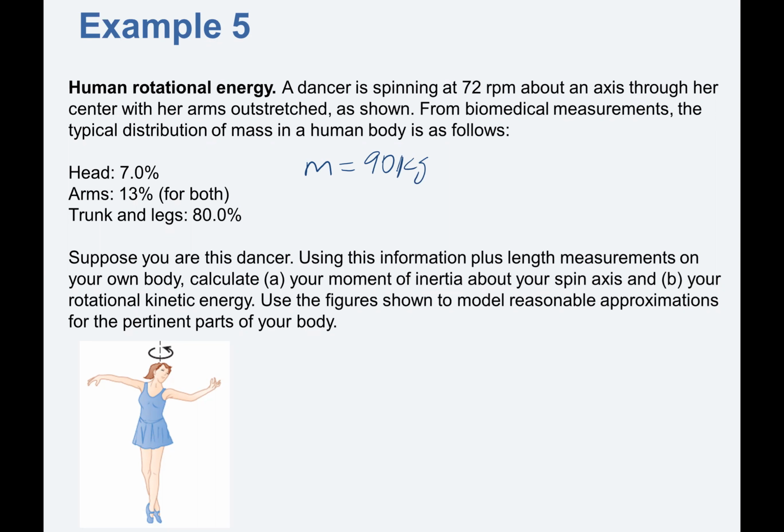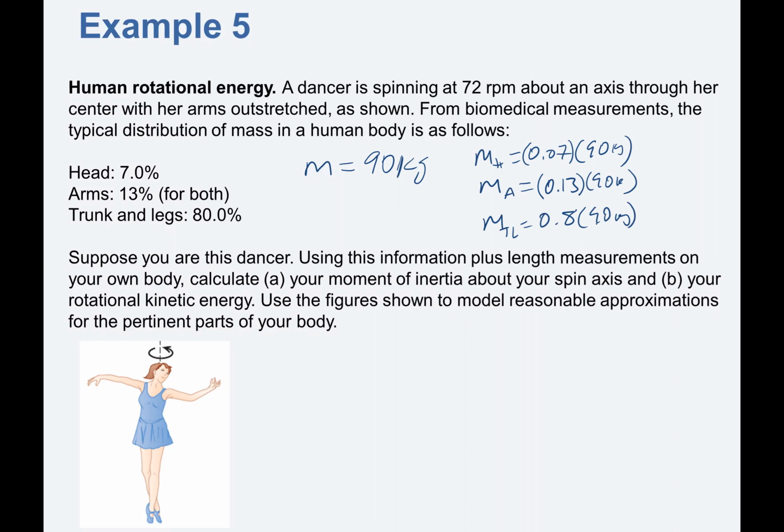That means the mass of the head is 7%, so 0.07 times this 90 kilograms. And the mass of the arms is then 0.13 times 90 kilograms. And the mass of the trunk and legs, so trunk and legs, is 0.8 times 90 kilograms. Okay.